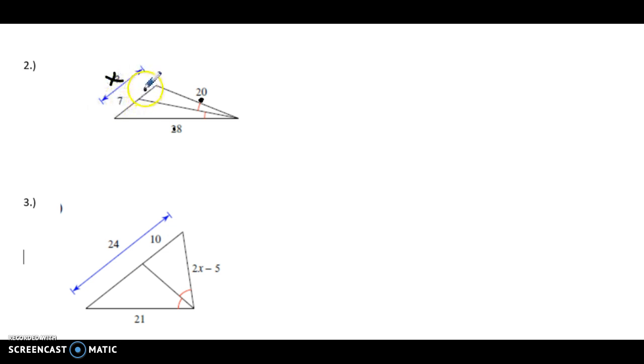So then I could come up with an expression for this little piece, and that little piece would be x minus that 7. So I could put x minus 7 here. So now my proportion becomes 20 is to x minus 7 as 28 is to 7. Oops, how did I just switch colors? As 28 is to 7, and go ahead and cross multiply.